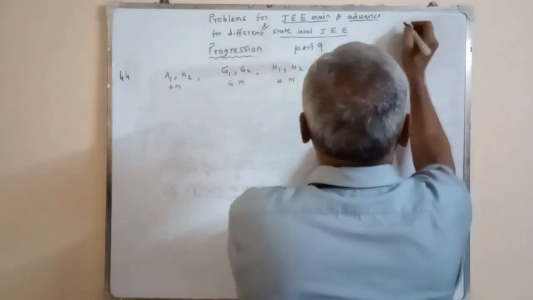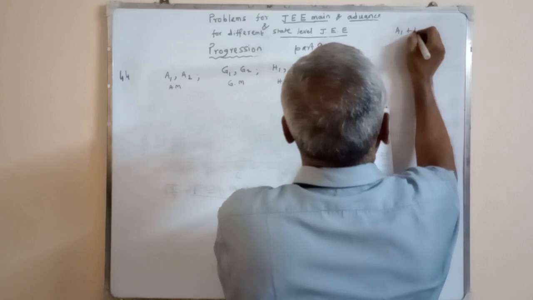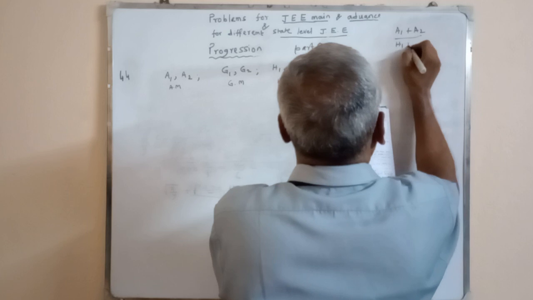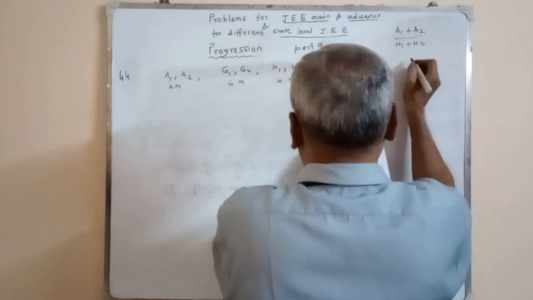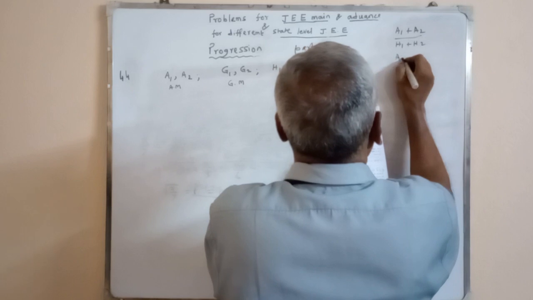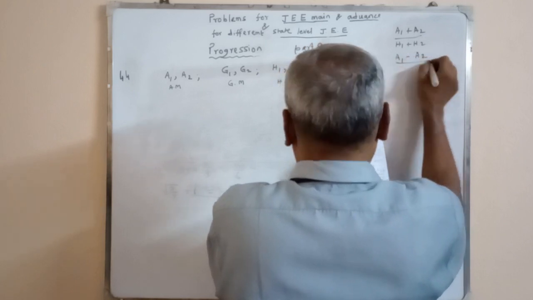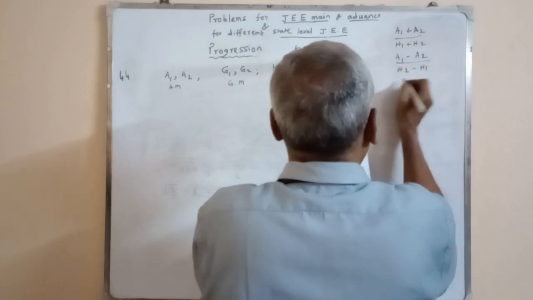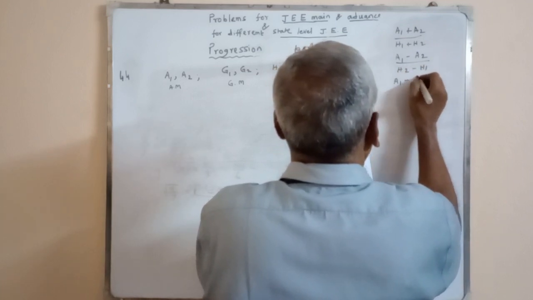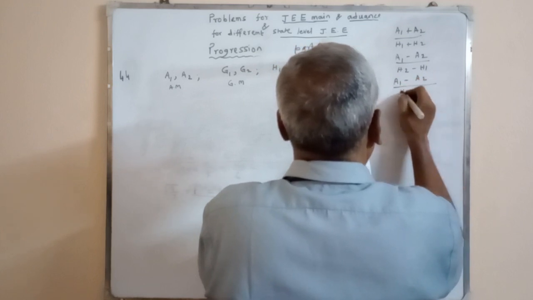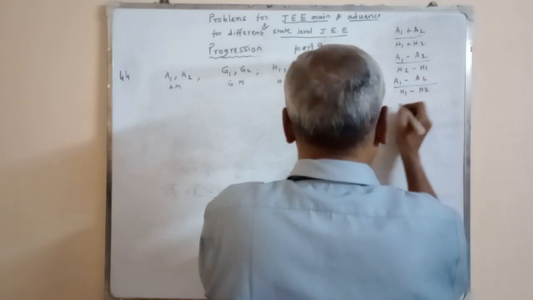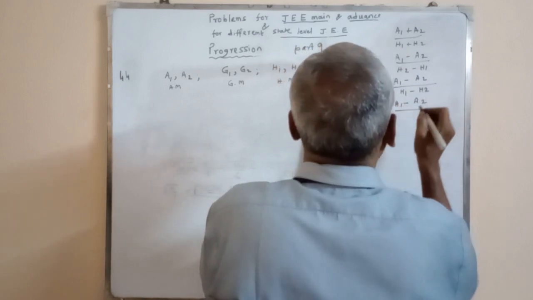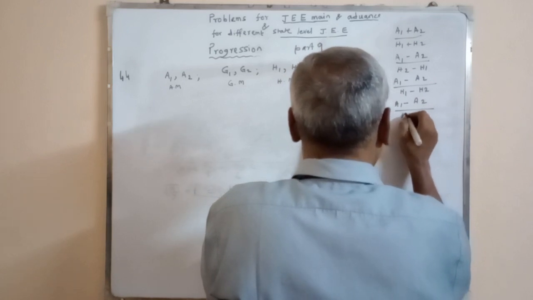Options. First option is A1 plus A2 by H1 plus H2. Second option, A1 minus A2 by H2 minus H1. A1 minus A2 by H1 minus H2, and A1 minus A2 by H1 plus H2.